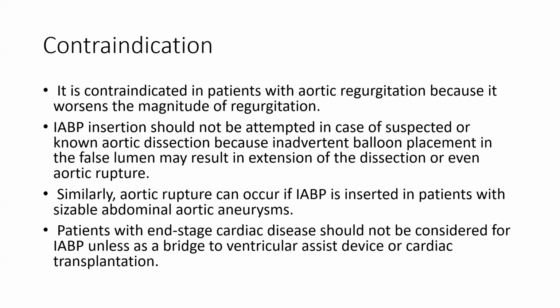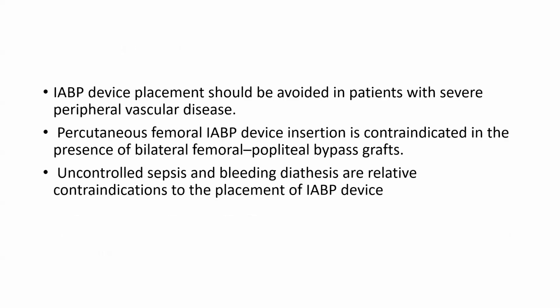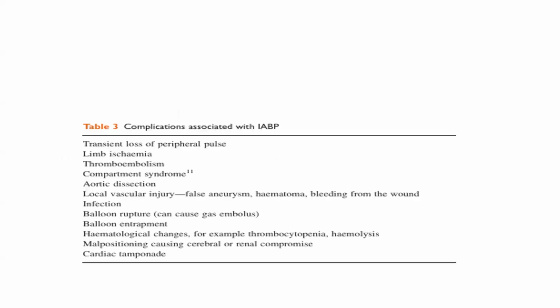Patients with end-stage cardiac disease should not be considered for IABP unless as a bridge to a ventricular assist device or cardiac transplantation. IABP device placement should be avoided in patients with severe peripheral vascular disease. Percutaneous femoral IABP device insertion is contraindicated in the presence of bilateral femoral popliteal bypass grafts. Uncontrolled sepsis and bleeding diathesis are relative contraindications to placement of an IABP device.